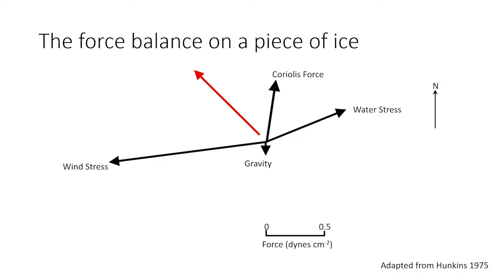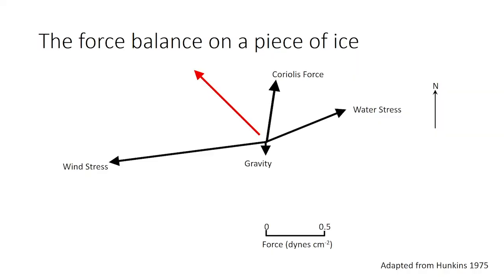The resultant of all those forces, that red line there, tells him that all of those forces didn't balance to zero. They gave that red vector there. So there needs to be a force that's opposing the direction of that red vector of the same magnitude. This force is the internal ice interaction, which is represented by the ice stress.